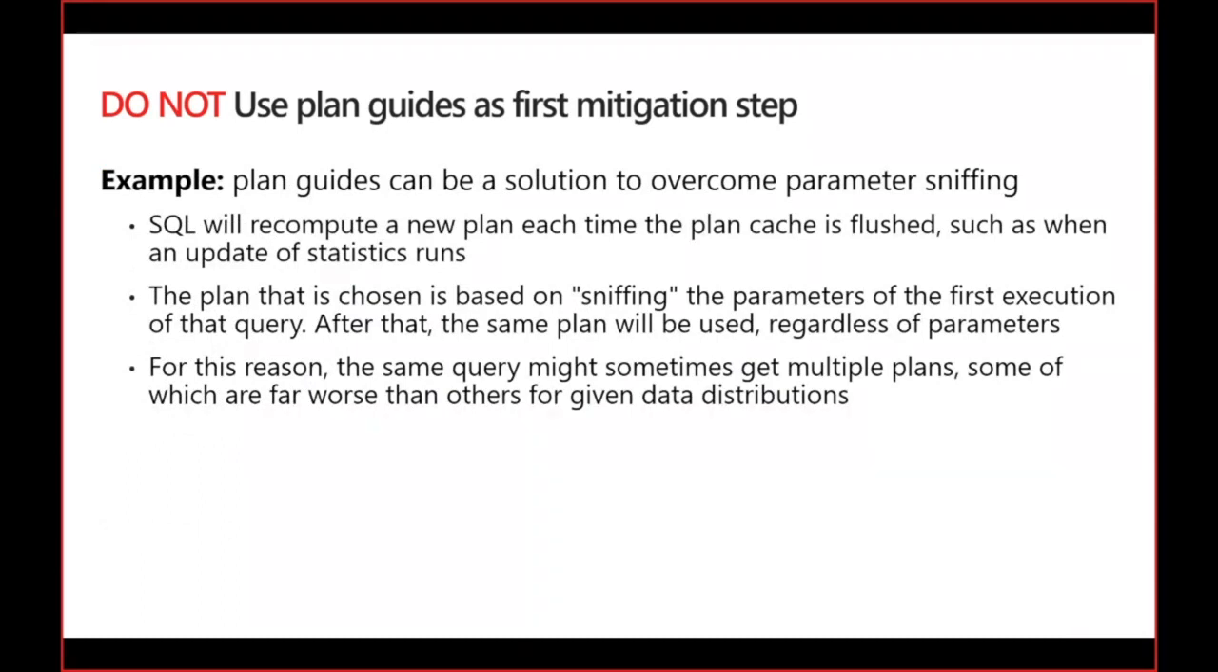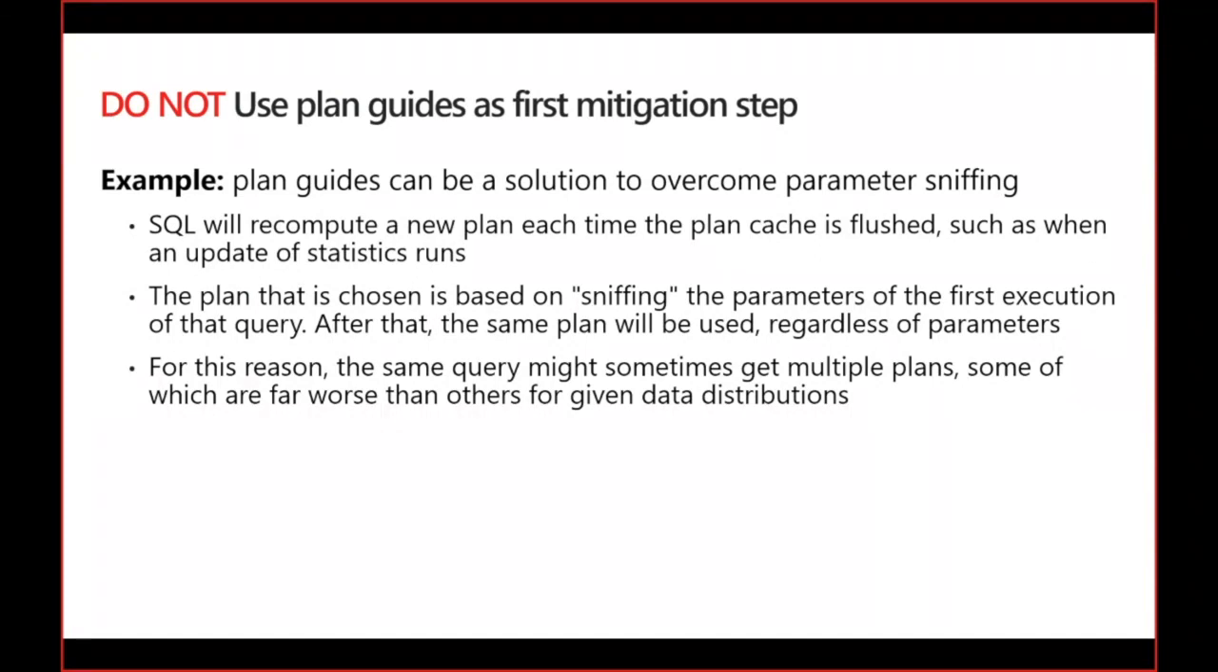So here I highlight one example, which is also an example you should all be aware of. Could be, for example, the fact that we use parameterized queries. And it could be a solution to use a plan guide to overcome parameter sniffing. What it is that SQL will recompute a new plan each time the plan cache is flushed, for example when an update of a statistic run is done. So the plan that is chosen then is based on sniffing the parameters at the first execution of the query. And that could be an ideal plan, but maybe also not when the parameters will change.